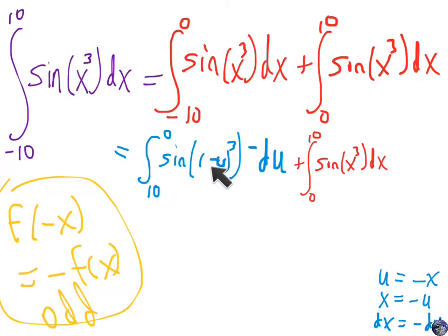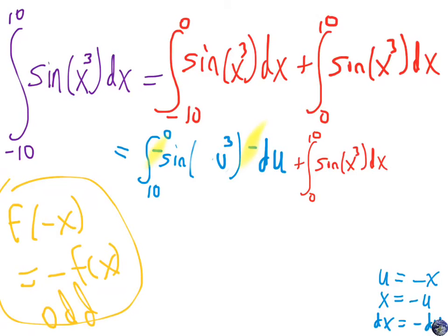Because the cubic is an odd function, if I take negative u being cubed, that is negative u cubed. So I can just pull that negative outside like that. But sine is also odd. So if I do the sine of negative u cubed, I can pull the negative outside there, because that's just negative the sine of u cubed. I'm just using the fact that this is the composition of odd functions. So let me pull that negative out. Well, now I've got a negative here and a negative here. I'm going to go ahead and cancel those.